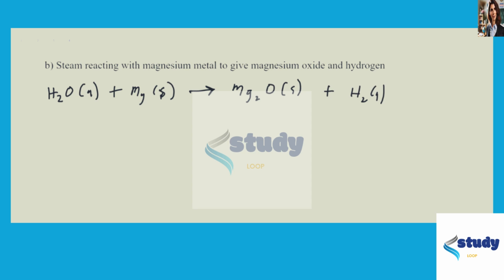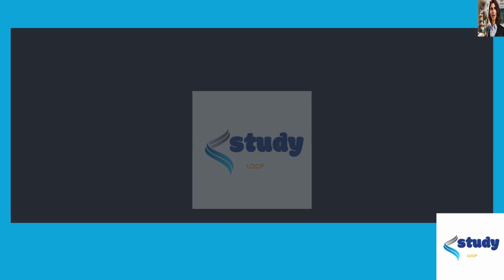So looking at the mass balance again, we're going to want to balance these magnesiums first. So let's put a 2 here. So now we've got 2 magnesiums on the left, 2 magnesiums on the right, 2 hydrogens on the left, 2 hydrogens on the right, and 1 oxygen on the left and 1 oxygen on the right. So actually that was pretty straightforward. This one's already balanced.